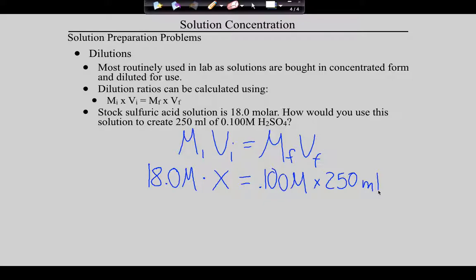And guys, whatever units you're given are the units you can use. If you're given liters, fine. It just means your answer will be in the units that you were given. So the molarities cancel. We're left with milliliters. So we have 0.1 times 250, and then divided by 18. What do we get? Through 2 significant digits?